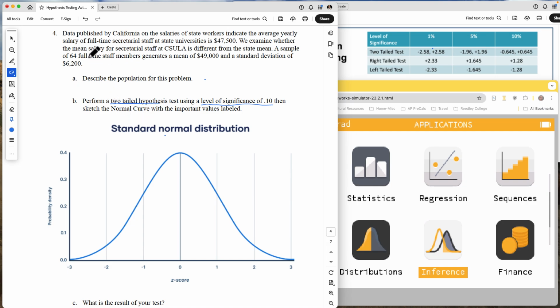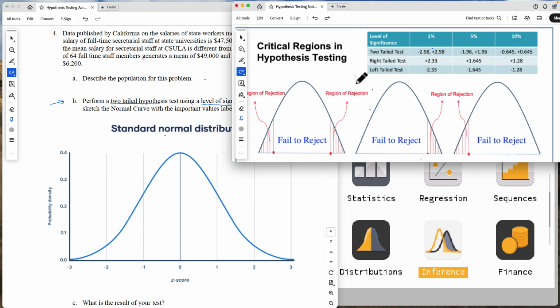I rarely read in order. I just look over and say, okay, what's the important stuff? B is going to tell us the type of test we're going to do. We'll sketch that down here. And actually, this is all we need to get set up. So I'm going to go with the gray, and I'm going to come over here, and it's a 10% test and a two-tailed.